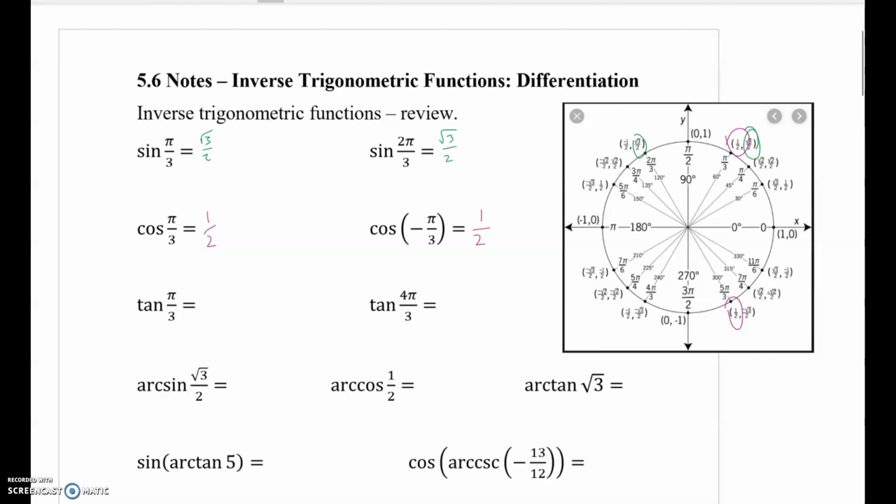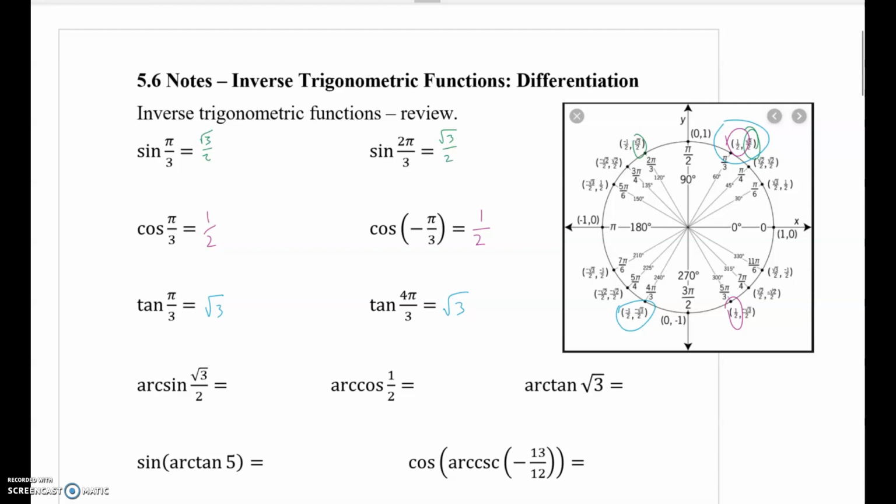Anyway, now we look at tangent. That's going to be y divided by x. So that's going to be root 3 over 2 divided by 1/2, which is going to give us root 3. And as you might expect, I'm looking for another angle that gives me the same answer. That's going to be 4 pi over 3. Same x value, same y value, just flip both the signs. So the answer works out to be root 3 again. So as we can see, these functions are not one-to-one.